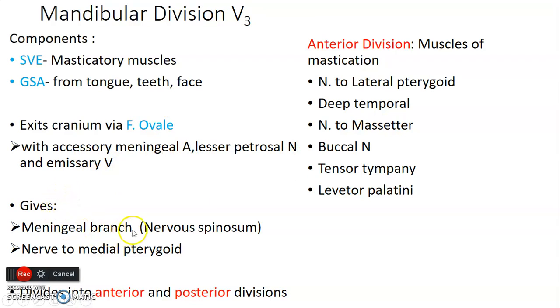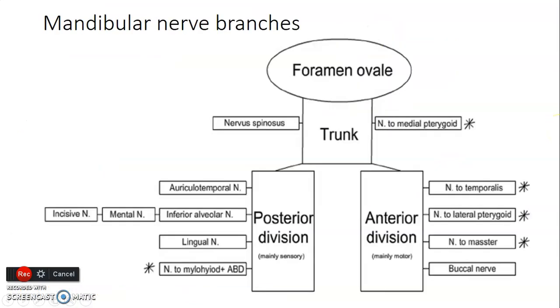And it gives a meningeal branch called the nervus spinosum. So nervus spinosum is a branch of the mandibular division to the dura mater, and it also gives a nerve to medial pterygoid. After it has given these two branches, the mandibular division divides into anterior and posterior divisions. So the anterior division supplies muscles of mastication. This includes nerve to lateral pterygoid, deep temporal, nerve to masseter, buccal nerve, tensor tympani, levator palatini. So these ones will be innervated by the anterior division of the mandibular nerve.